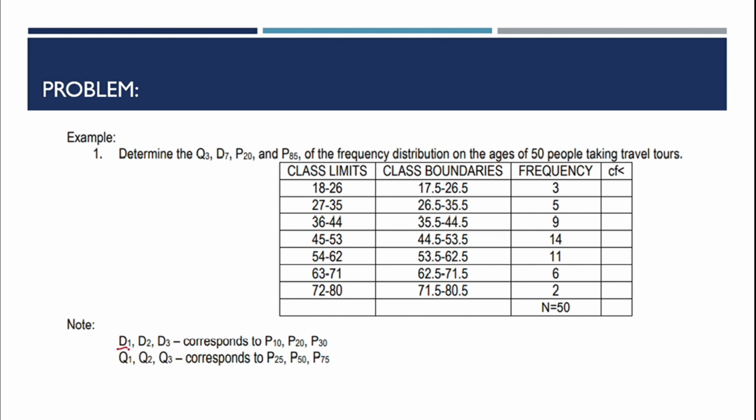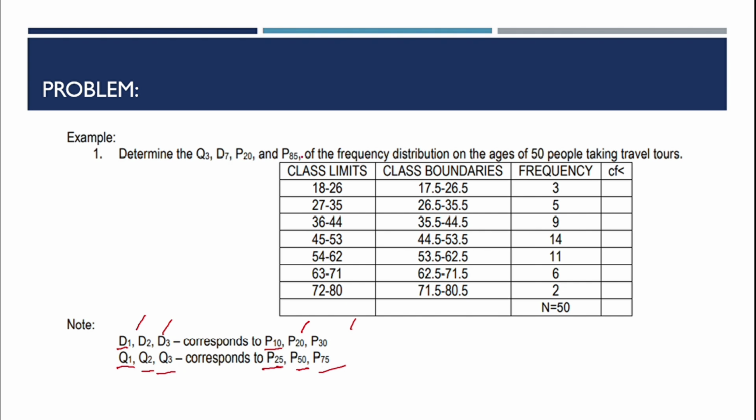D1 is equivalent to P10, D2 is P20, and D3 is P30, because this is by 10. Also, Q1 is equivalent to P25, Q2 is equal to P50, and Q3 is P75. So these are equivalent in form.